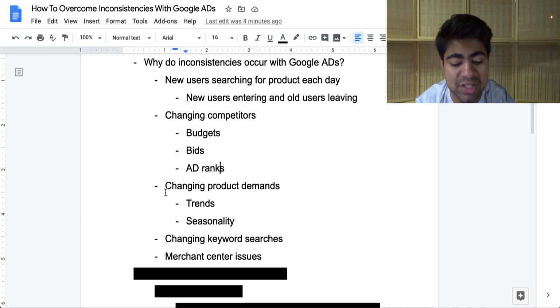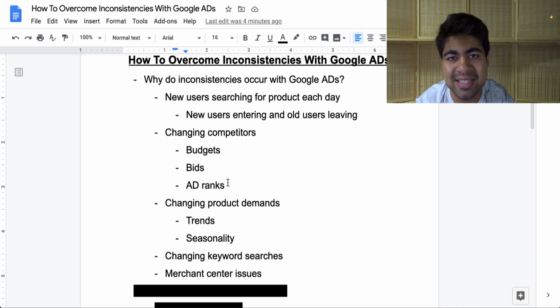But the third thing is changing product demands. Let's face it, not every product is a year-round winning product. It's going to eventually die out, especially if it's a trendy product or a seasonal product. So if you're not really sure as to why you're facing inconsistencies, the number one thing you want to do is go on Google Trends, search up the main keyword related to that product, and just see how that trend is looking. Is it upwards in a specific month? Is it downwards in the other months, etc.?